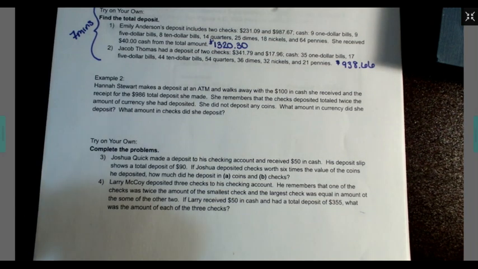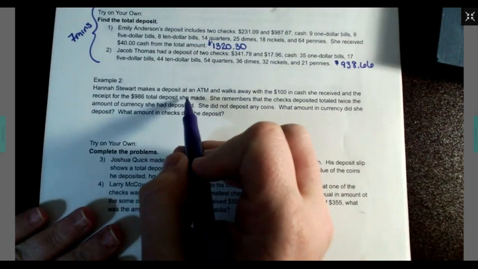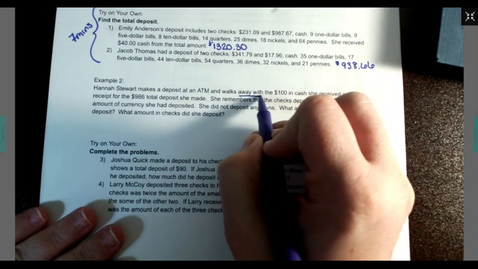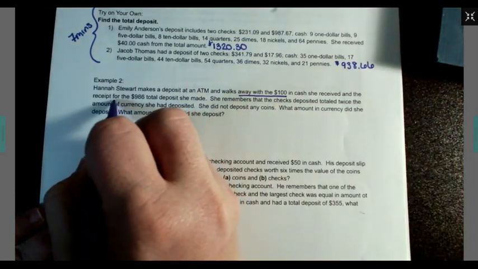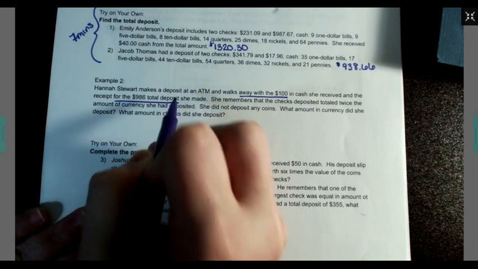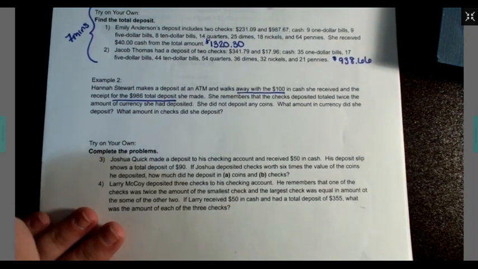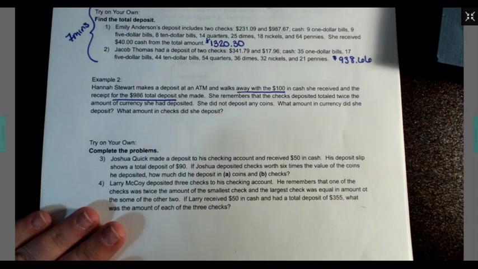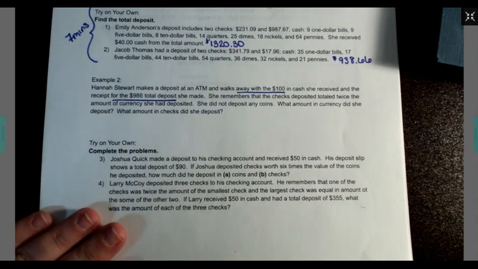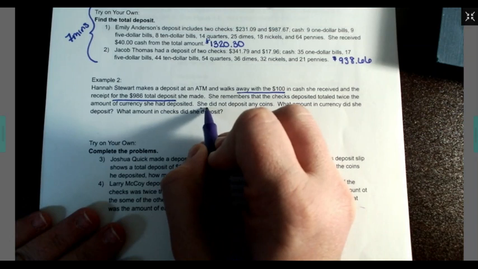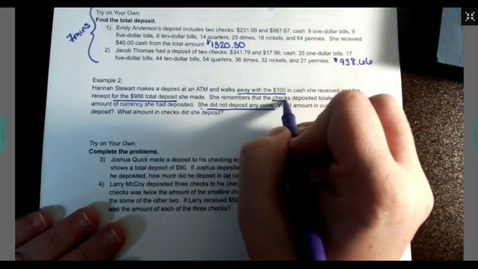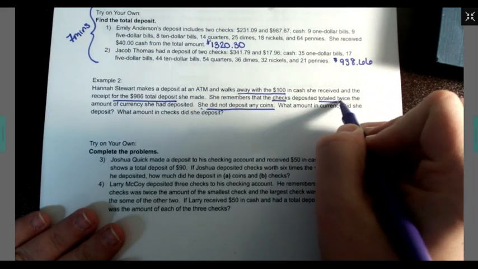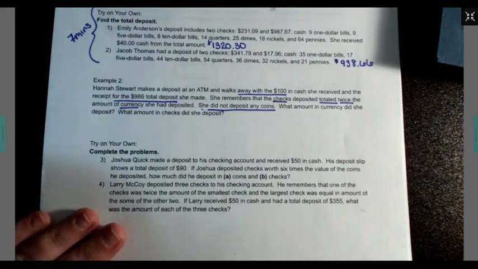So let's decipher this question here. We have a deposit. We walk away with $100 in cash. And the total deposit is $986. She remembers that she deposited checks and currency, no coins. And she remembers that the checks totaled twice the currency.